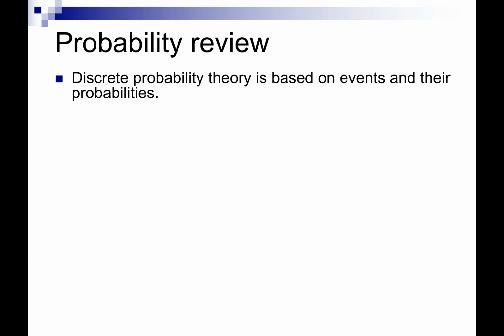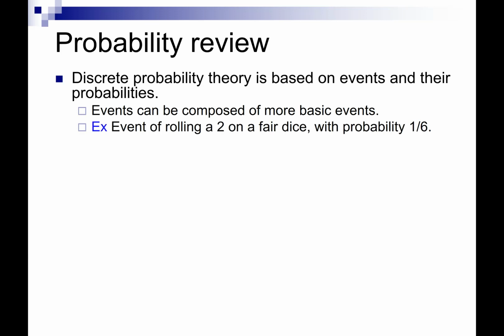In discrete probability, we have these things called events, and events are going to happen with certain probabilities. Events can also be composed of other events, so we can have basic events and more complicated events. For example, if you have a 6-sided die, one possible event is that you roll the die and you get a 2, and this happens with probability 1/6 if your die is fair.